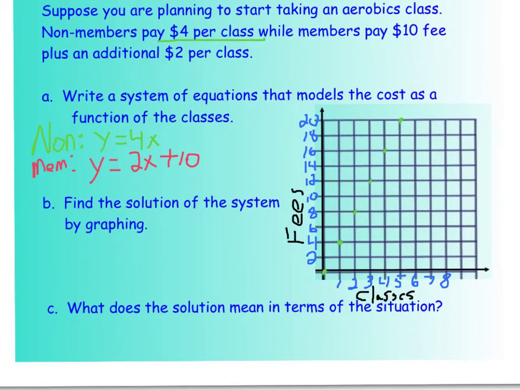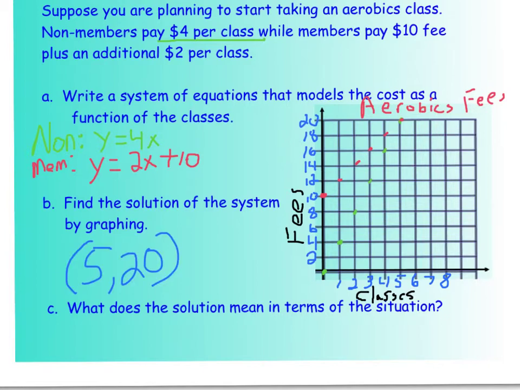So next I'm going to do my red equation for members. Here's how the red equation looked. I started at 10 because a member pays $10 even though they don't take a class. They still did pay $10 to be a member. Then it only cost them $2 per class. So up 2 over 1, up 2 because we're counting by 2s, over 1. Now here they touch, green and red right there on top of each other. So let's mark that point.